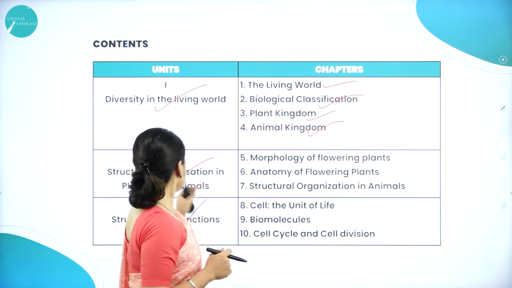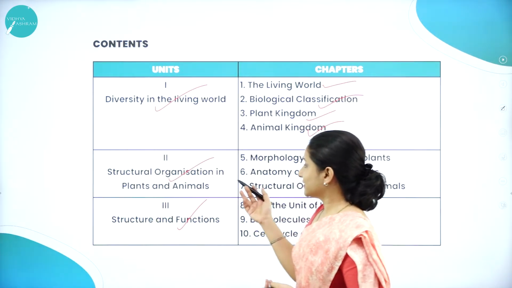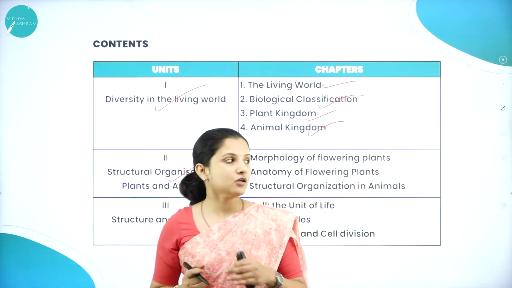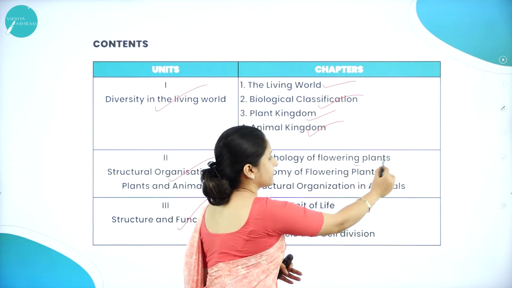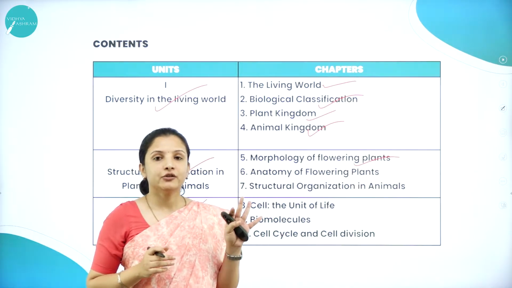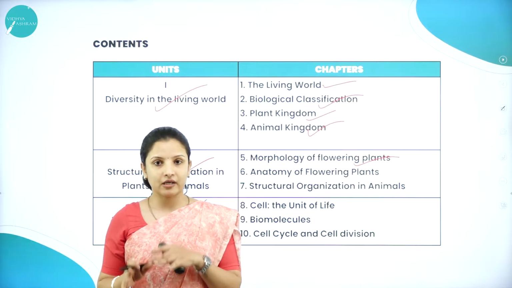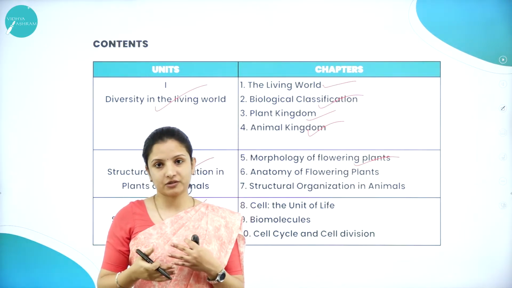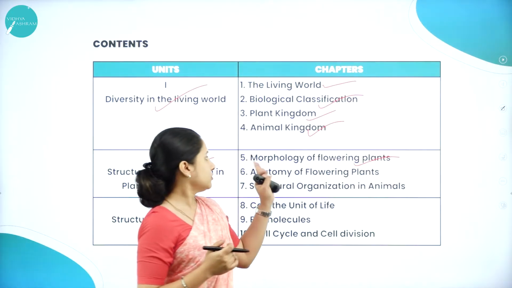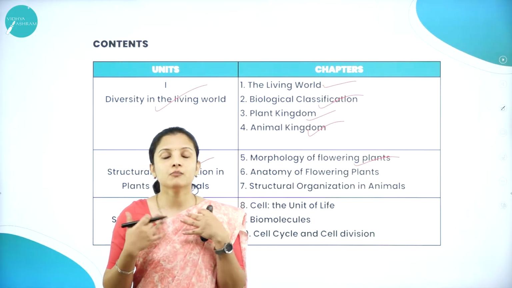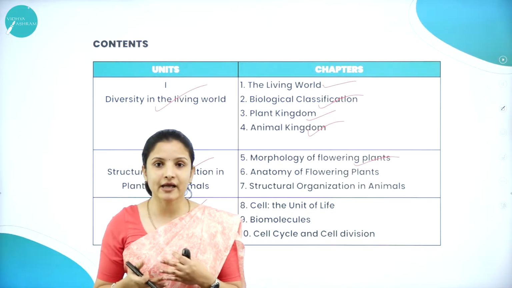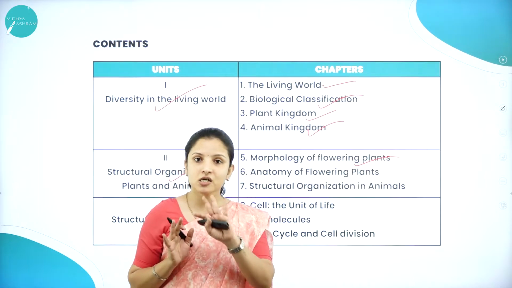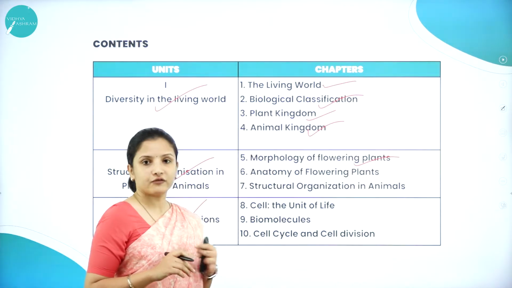Next, moving on to the next important chapter, that is the structural organization in plants and animals. Under this chapter, you will study the morphology of flowering plants. Once you have studied the plant kingdom and the animal kingdom, you will move into studying the structures and functions of these organisms. For that, you need to know the morphology, that is the external characteristics of a flowering plant. You will study that under chapter 5, named morphology of flowering plants.